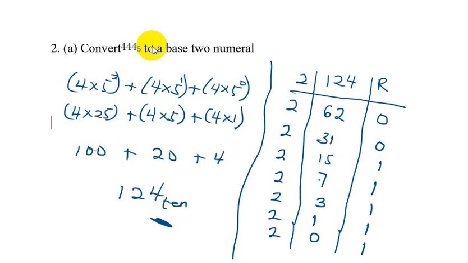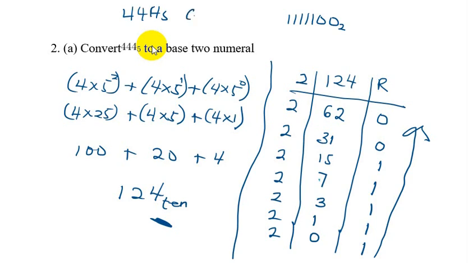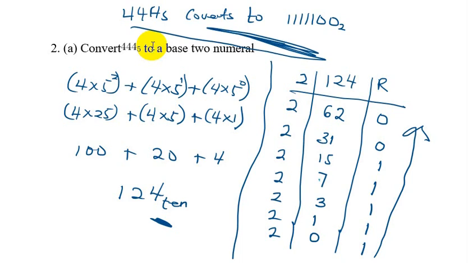So now we are getting, let me write it up here. Now this is how we write our answer. After you are done, our answer is with the R, the remainder. We will start writing from the bottom to the top, okay? So we are getting 1 1 1 1 1 0 0 base 2. So our final answer will be 444 base 5 converts to 1111100 base 2. So that is our final answer for 2A.